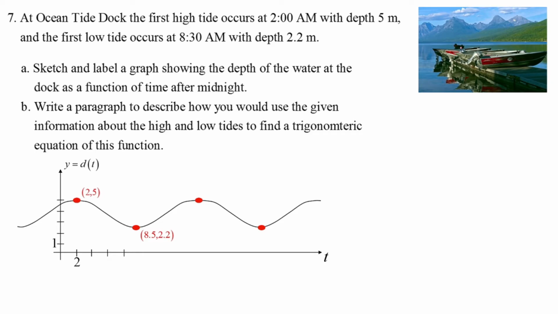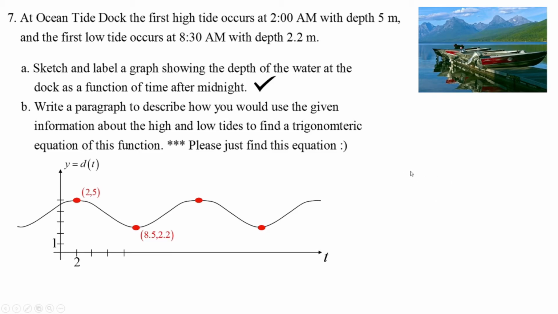All right, so let's look at part A here. Sketch and label a graph showing the depth of the water at the dock as a function of time t after midnight, and we have done that perfectly. So I'm going to say I'm done with part A. Now, the easy part, let's write a paragraph. Write a paragraph to describe how you would use the given information about the high and low tides to find a trigonometric equation of this function. Well, how about we just find the equation? If you want to write a paragraph about it, you may do so, but if we show our work and find this equation, I think that's better than any paragraph.